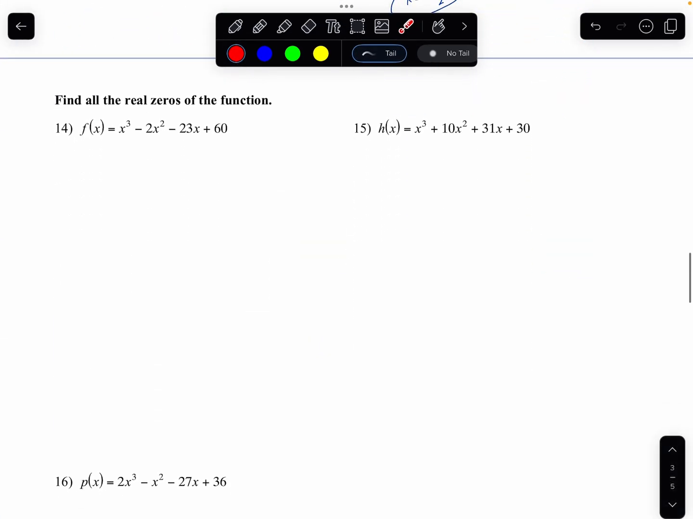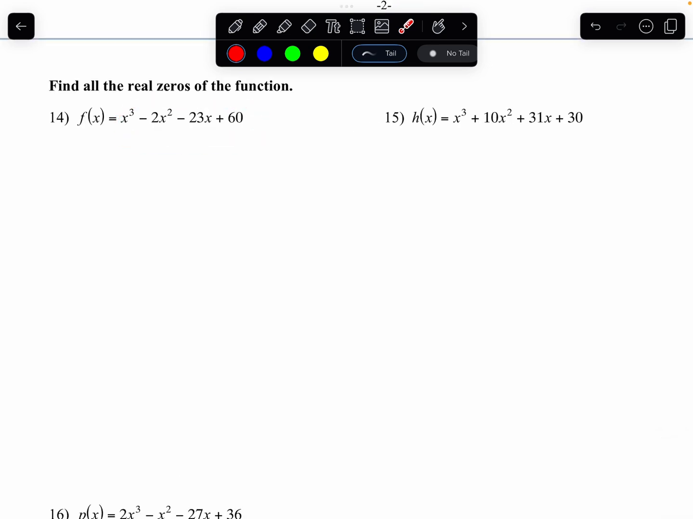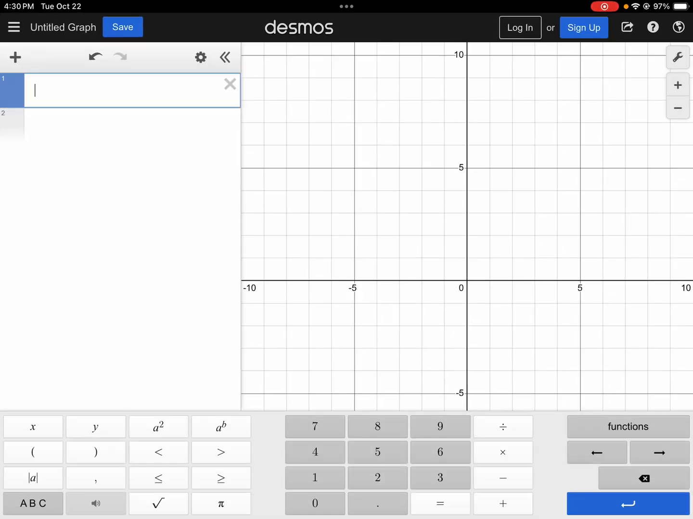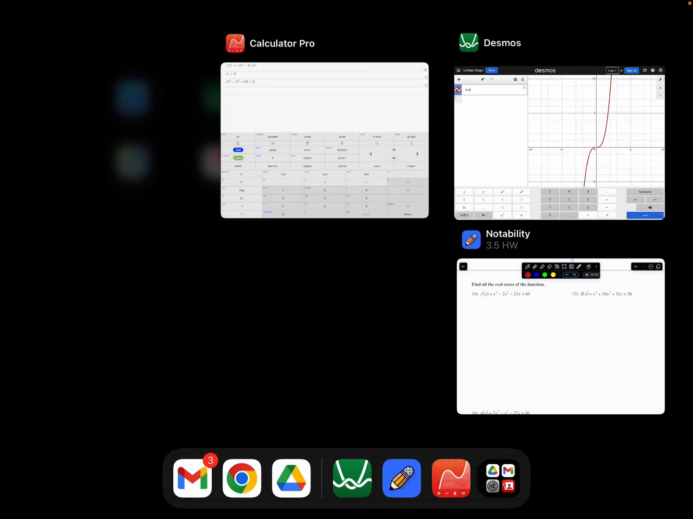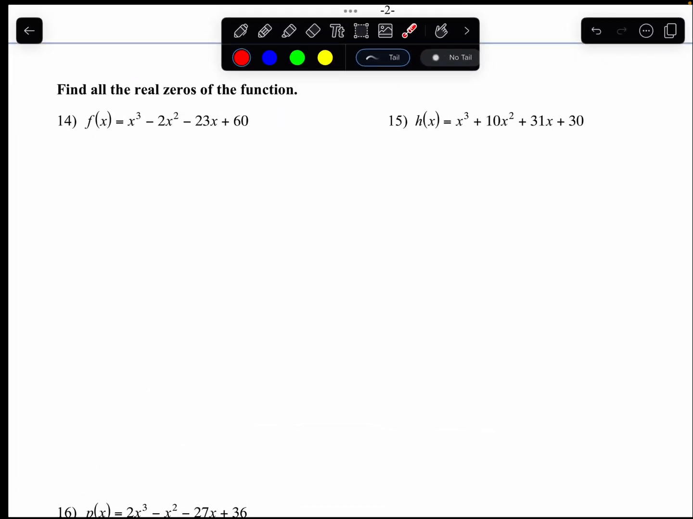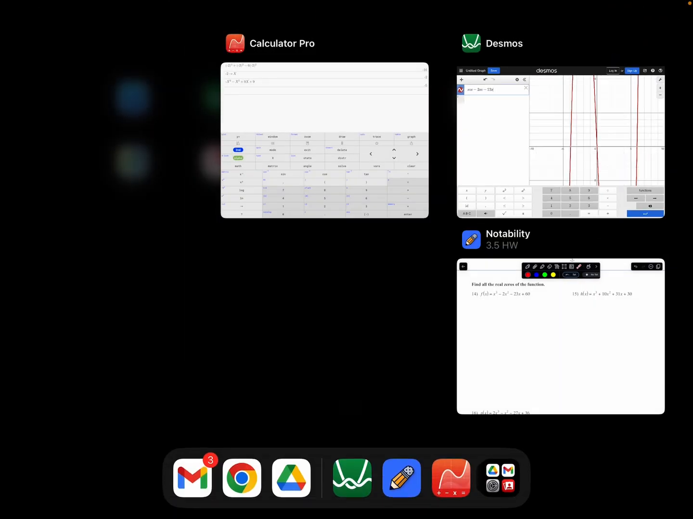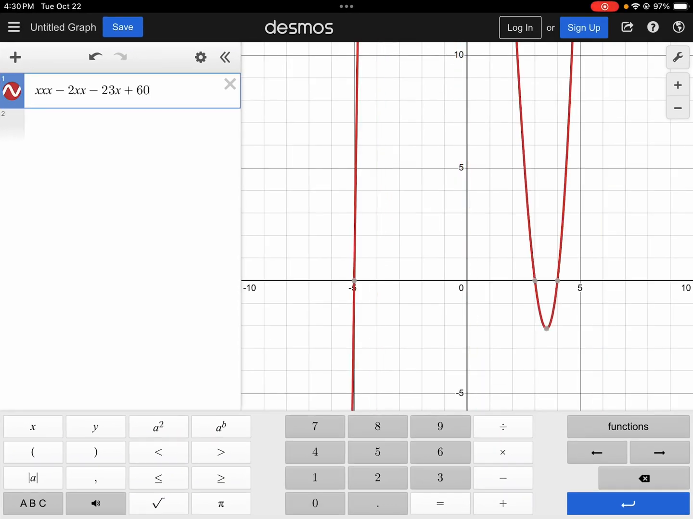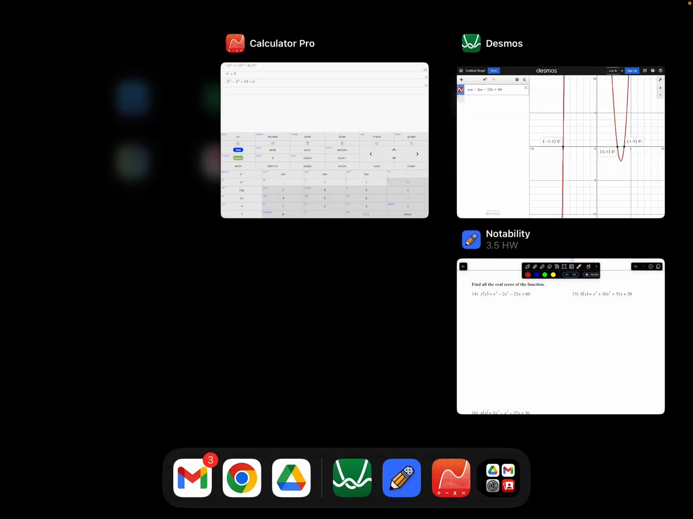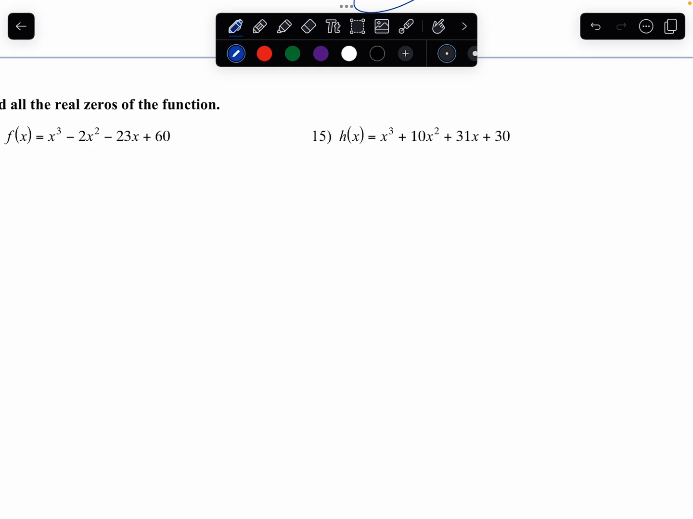All right, let's try 4. I'm going to graph 4 and see if I get any weird numbers. If it doesn't, then I'm going to leave that for you guys. So x to the third minus 2x squared minus 23x plus 60. Okay, nope, nothing crazy. So just take one of those zeros, use synthetic division, and factor.